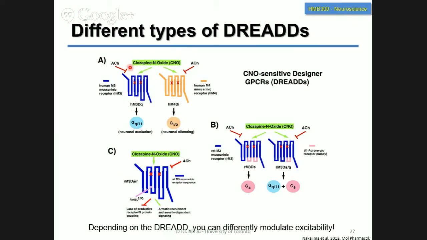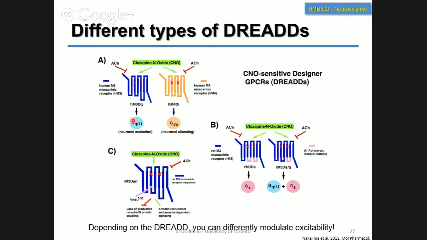The muscarinic receptor normally has acetylcholine activating it. It's been genetically engineered to no longer interact with acetylcholine, and it only interacts with CNO. And that's the only thing that it would interact with. No other endogenous ligand or neurotransmitter will turn this on. And depending on which version of this you have, whether it is M3 or M4, it will activate different G protein coupled receptors.